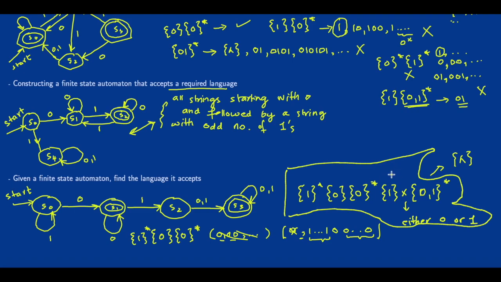So this is it about finding further examples about finite state automata and how language recognition is associated with it, specifically with the deterministic type.